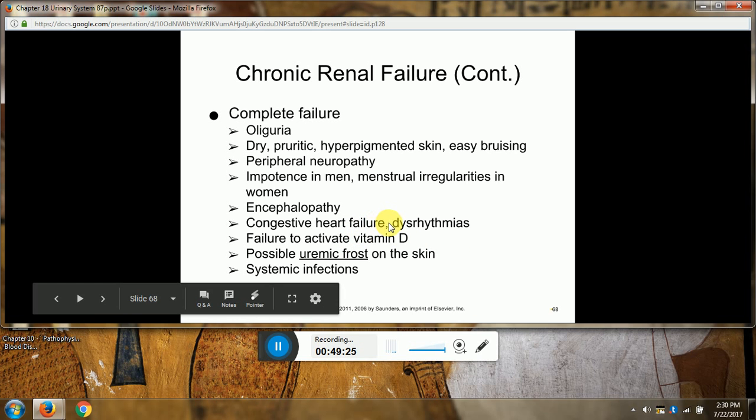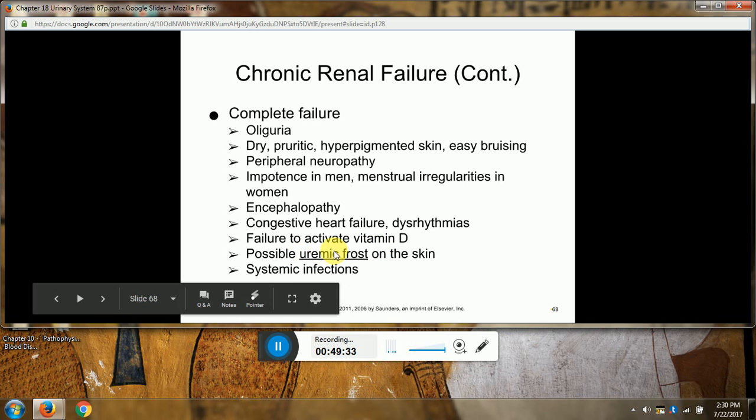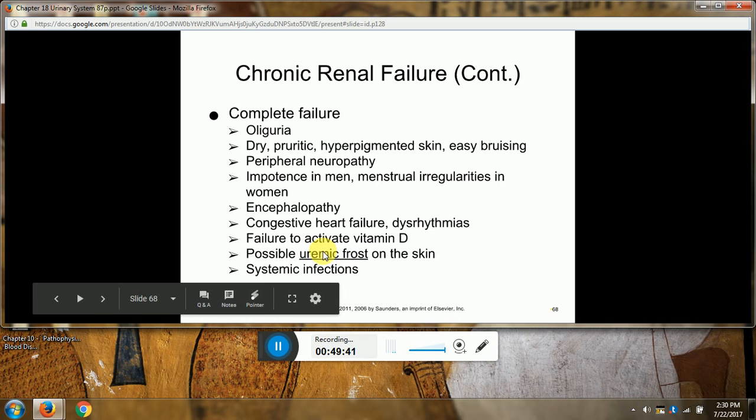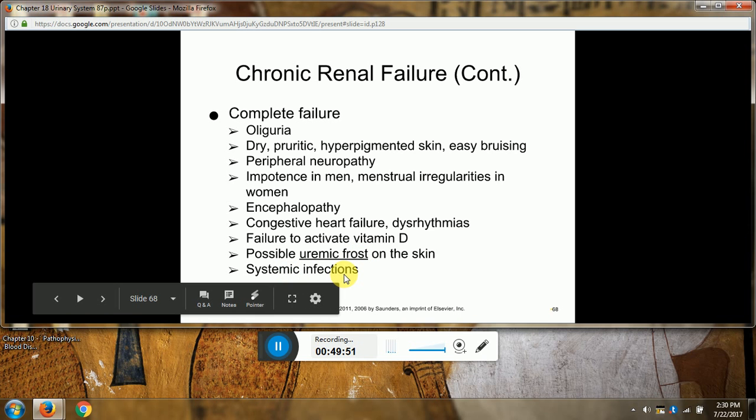Remember, the kidney is supposed to activate vitamin D, so now there is failure to activate vitamin D. Because of the uremia, there are high levels of uric acid within the blood system. That uric acid can sometimes even come out on the skin and is known as uremic frost, and it kind of looks like little bits of salt on the skin. And then systemic infections are very common as well.